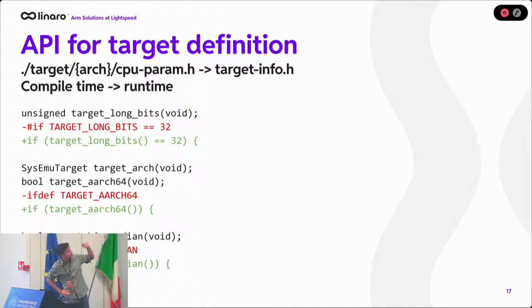There is nothing specific. The only difference is that it will be evaluated at runtime and not at compile time anymore. And as well, we provide a single target info header. It's a new API that allows any code in the code base to poke that information easily in a generic way, without having to include any target-specific header. So nothing really complicated.